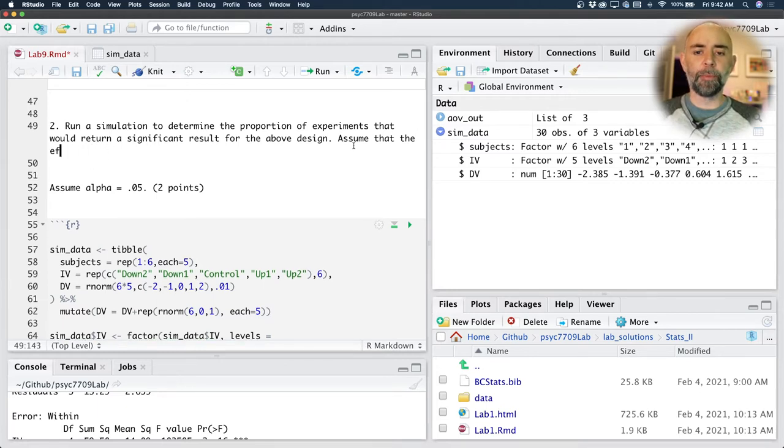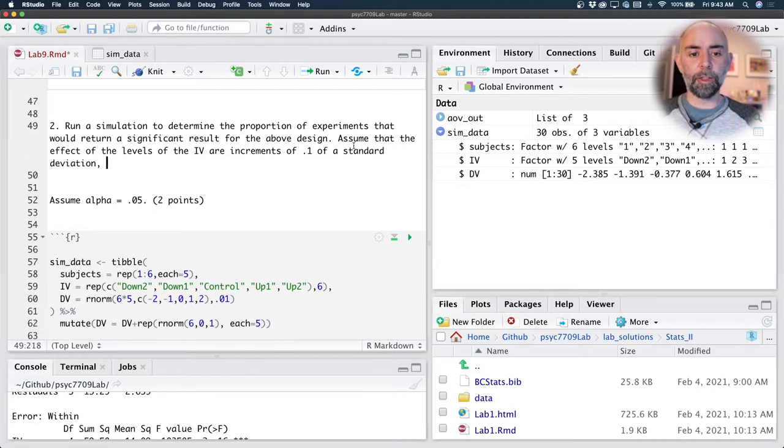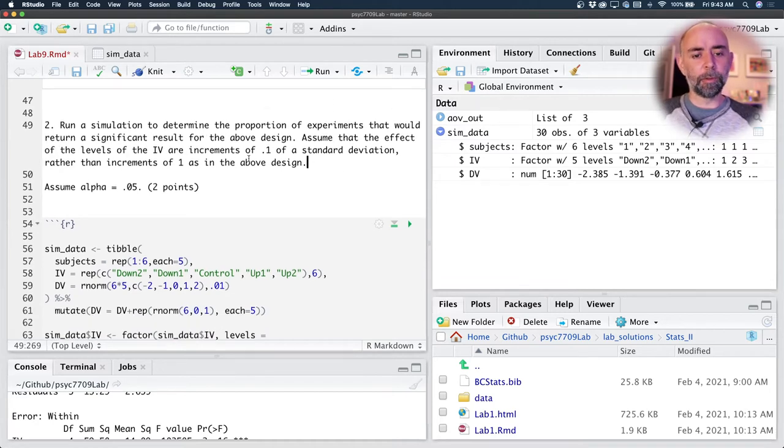Assume that the effect of the levels of the IV are increments of 0.1 of a standard deviation rather than increments of 1, as in the above example. This should be a little bit more reasonable.